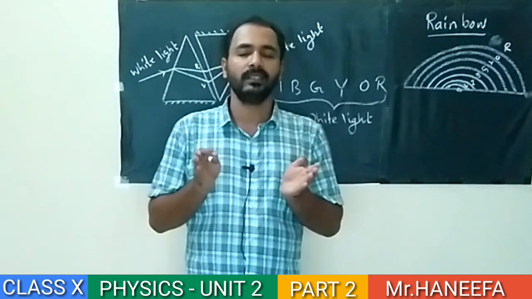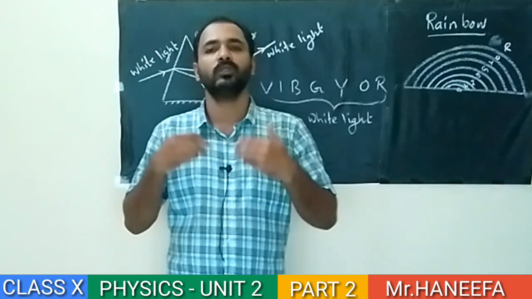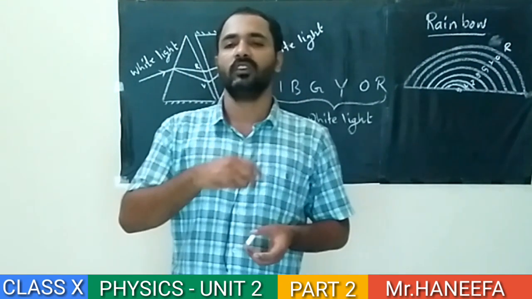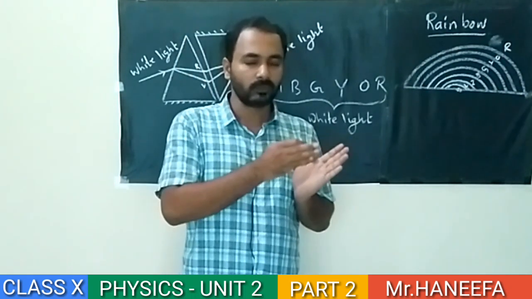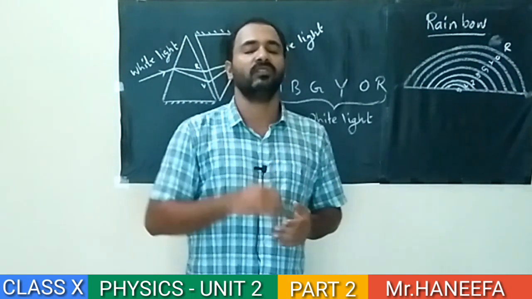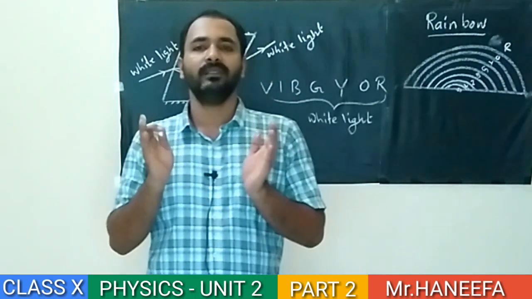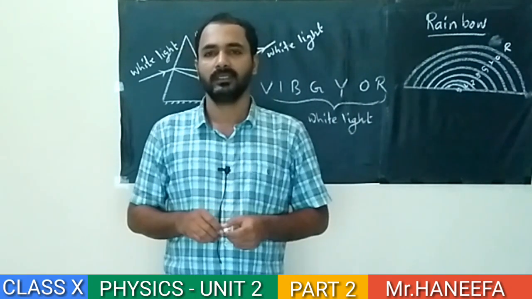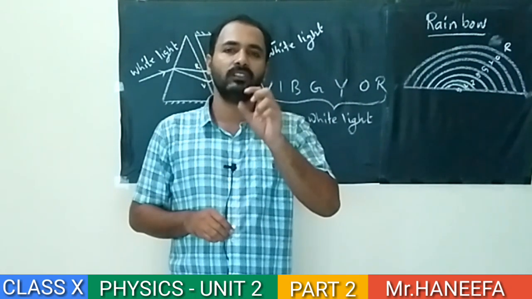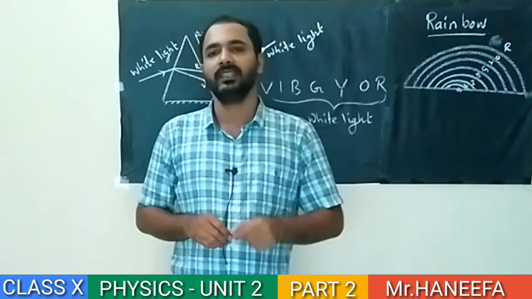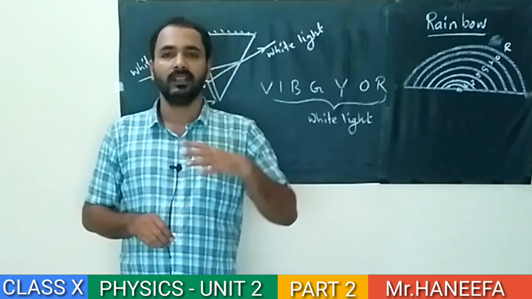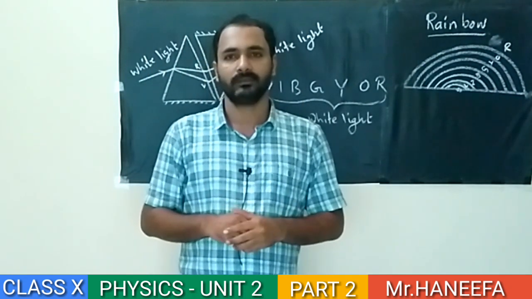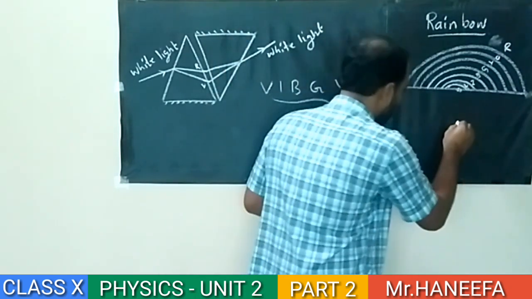Rainbow is always formed opposite to the position of the sun. In the morning rainbow is formed in the west. In the evening rainbow is formed in the east. Clear? So when light falls on water drops in the atmosphere after the rain shower, there are many water droplets in the atmosphere. For example, we consider a water drop.